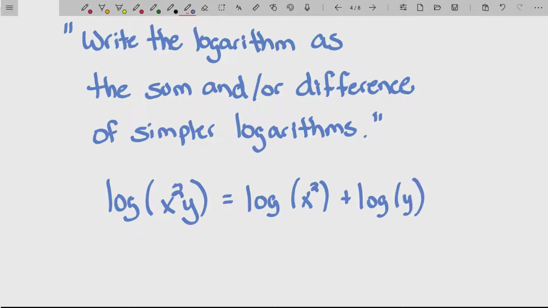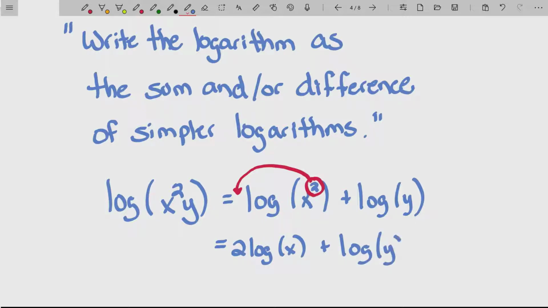And then these aren't simple enough, actually. What you want to do is take any powers that are common to the argument of a logarithm and pull those out in front of the logarithm itself. This would get us to the most simple form of that logarithmic statement. We will have essentially rewritten that single logarithm as the sum of two logarithms, but they're simple logarithms.